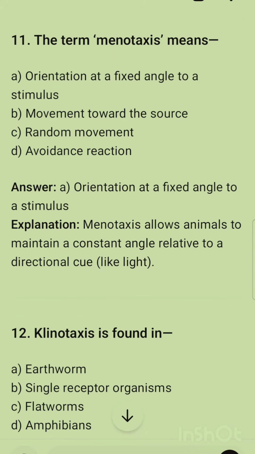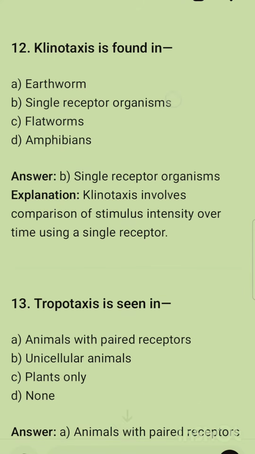The term menotaxis means. Options are on your screen, and the correct option is orientation at a fixed angle to a stimulus. Menotaxis allows animals to maintain a constant angle relative to a directional cue like light.